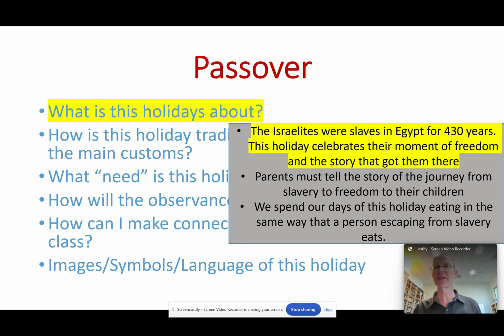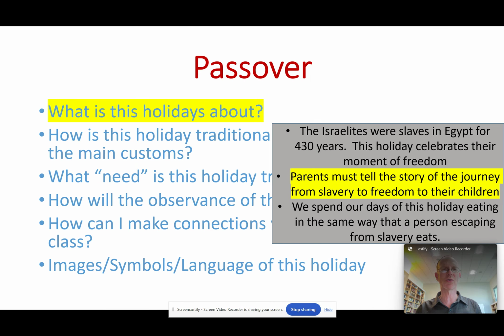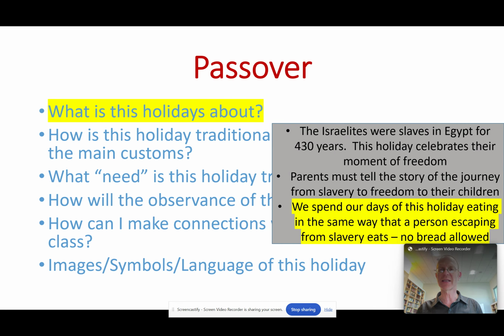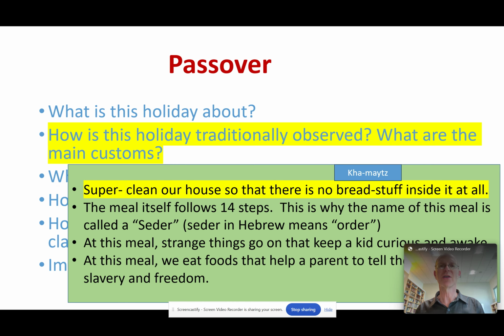Well, it's about celebrating that the Israelites were slaves in Egypt for 430 years, and it celebrates the moment of freedom and the story that got them there. It celebrates a moment in time during the year where parents must tell a story to their children about slavery and freedom, and they need to do it at night when they are gathered together. And we spend our days of this holiday eating in the same way that a person escaping from slavery eats: no bread allowed.